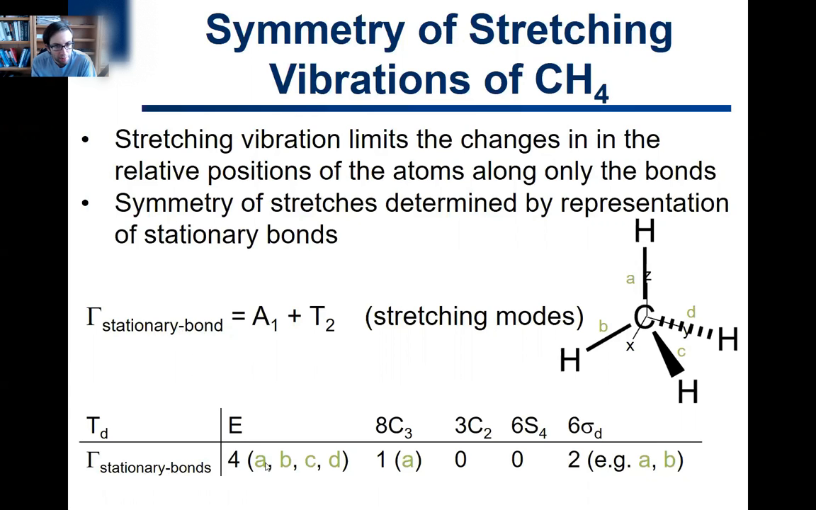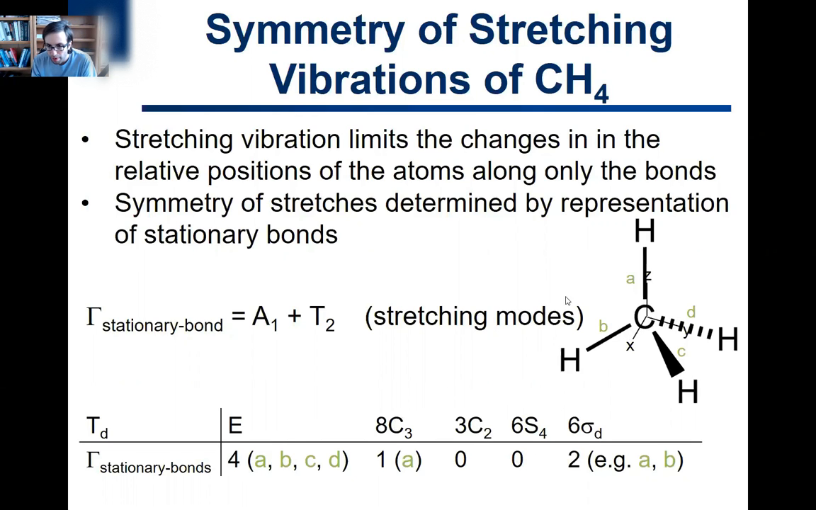So we can call it gamma stationary bond, and we're going to label the bonds A, B, C, D, the four CH bonds in methane. Then we're going to look at which of these are stationary in the Td point group. For the identity operation, obviously all four, A, B, C, and D, don't move. They're stationary, so we put down a 4. In C3, one of them is going to stay stationary. I've chosen this CH bond here, so bond A is going to stay the same because we're spinning through bond A, but B, C, and D are all going to interchange.